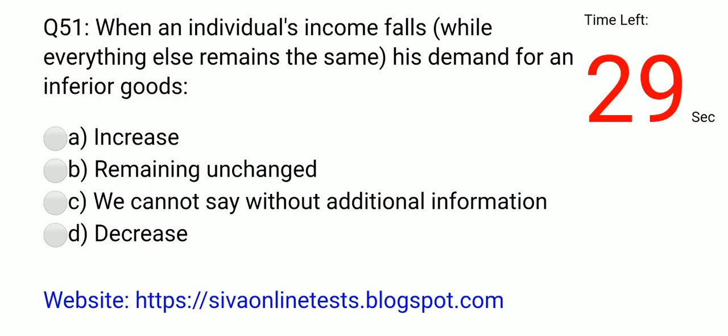Question 51. When an individual's income falls while everything else remains the same, his demand for an inferior goods. Options. A. Increase. B. Remaining unchanged. C. We cannot say without additional information. D. Decrease.